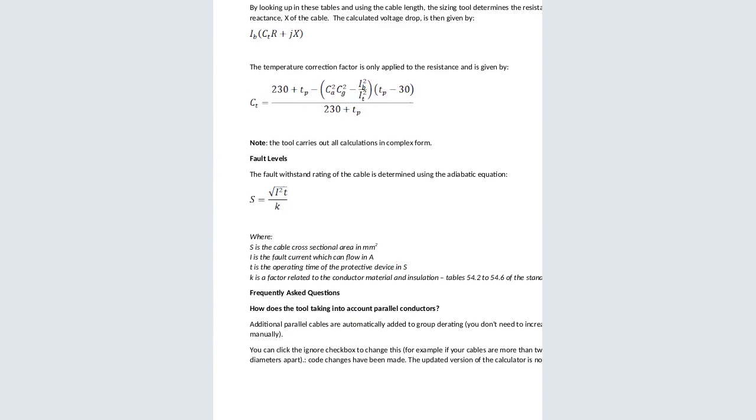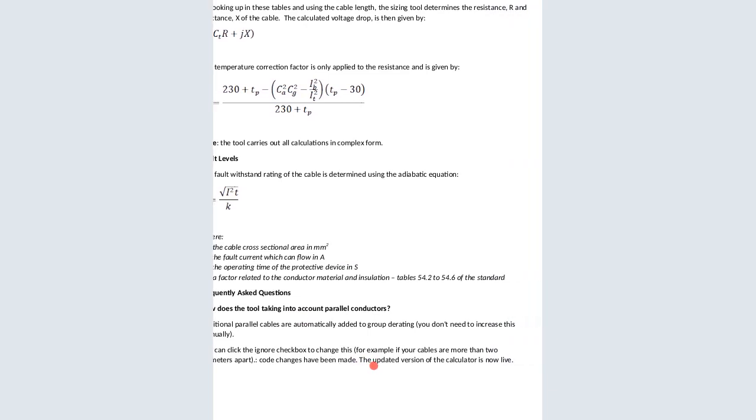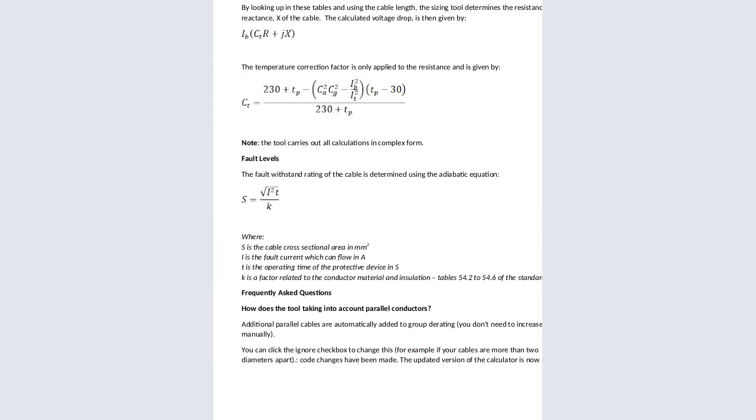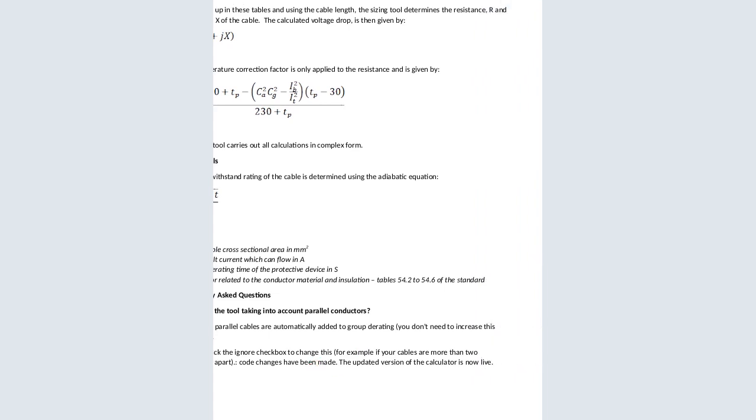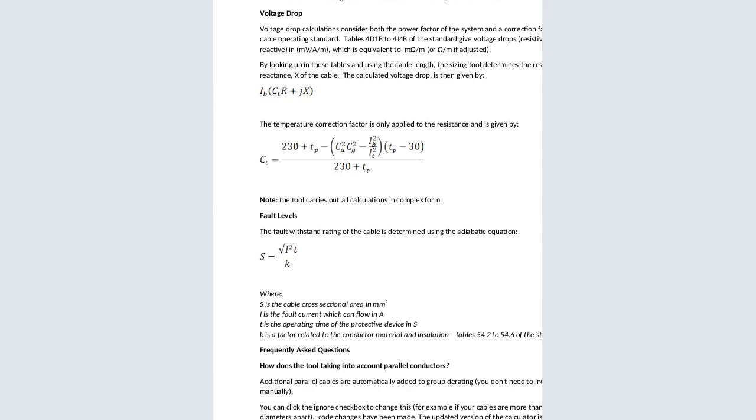Then, frequently asked questions. What are the frequently asked questions? Now, additional parallel cables are automatically added to group derating. That is, you don't need to increase this manually. So all you do is click and ignore the checkbox. I said it is software. So in that software, you just have to feed in these values.